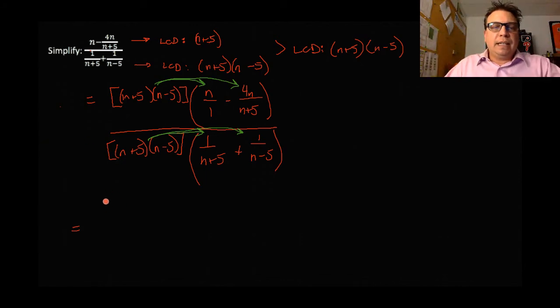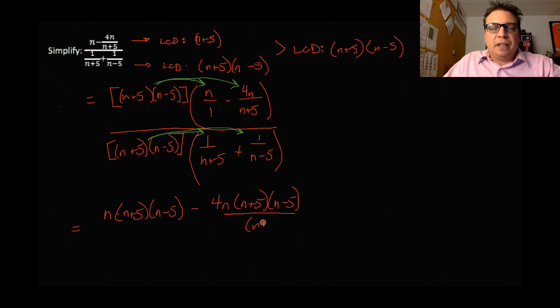All right, so now if I look at this, I've got to deal with distributing this to the first thing, which if I multiply this by the first thing, I'm just going to have n times n plus 5, n minus 5. That's that whole first multiplying. My second is going to be minus 4n, n plus 5, n minus 5. And then in the denominator there is n plus 5. Again, we've only done the work through here. Now we have to deal with the denominator.